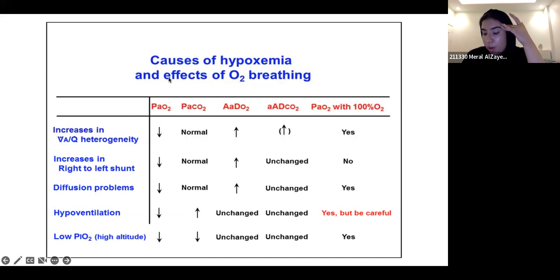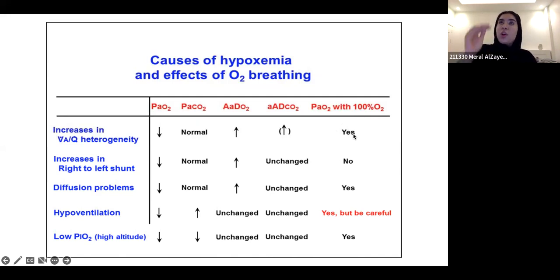40, yes. 40 divided by 1. Okay, so 713 minus 40 will give us what? Approximately 660. This is where we get 660 from. Okay, this is why we use 660 as a value of comparison for the increase in the partial pressure of oxygen in the arteries.